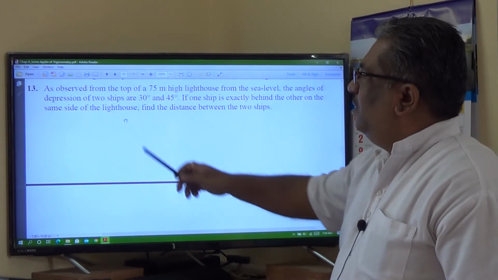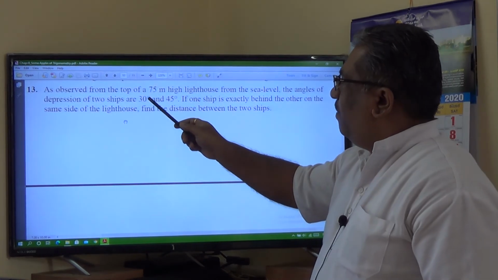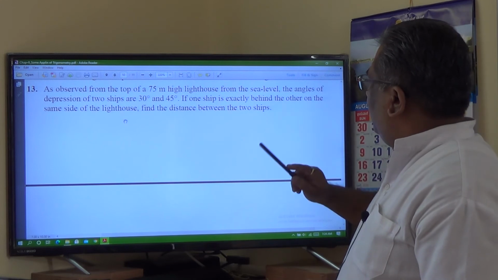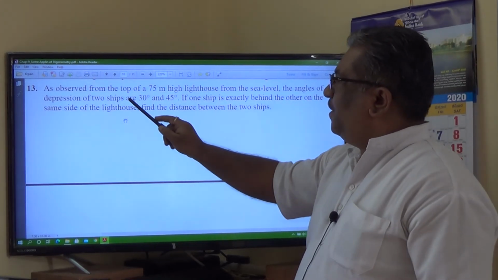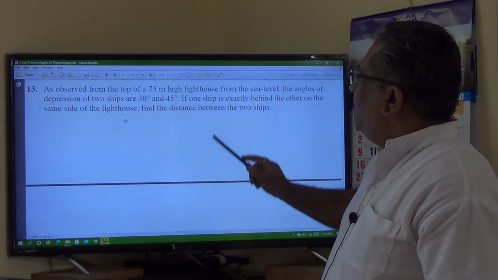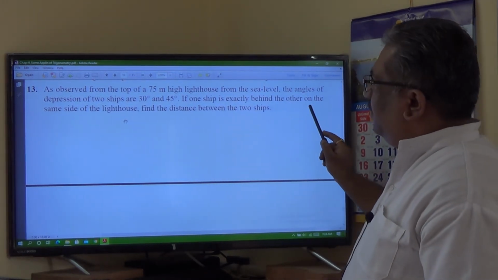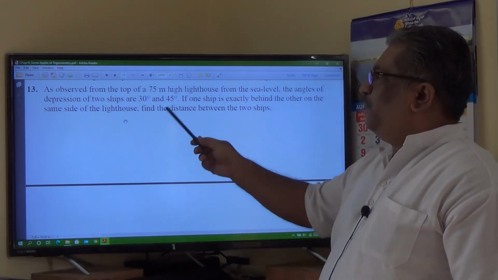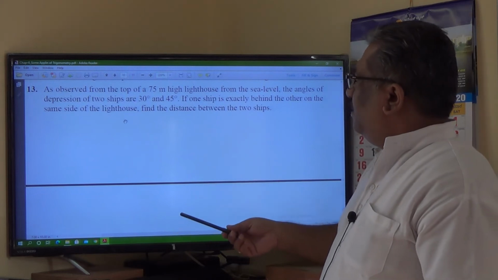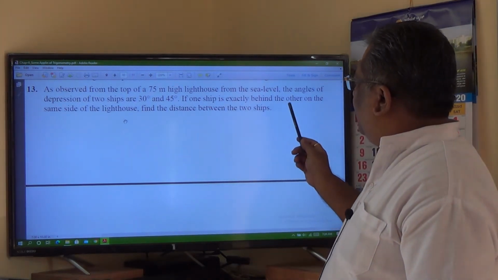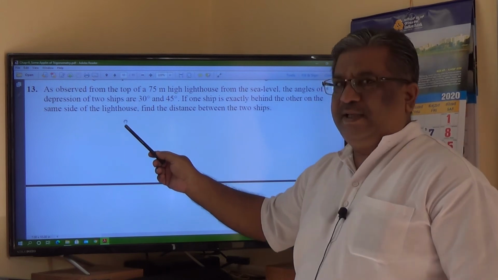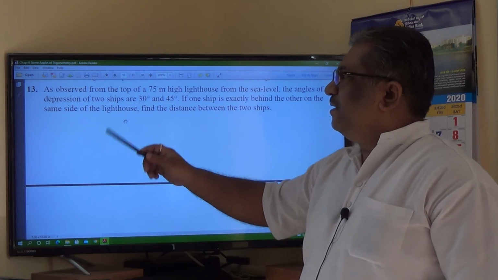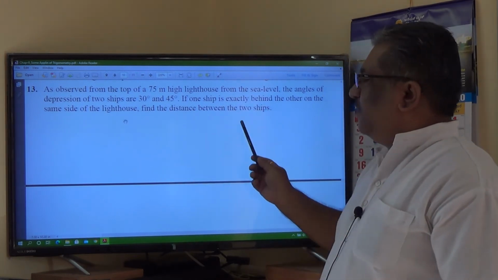Question number 13. As observed from the top of a 75 meter high lighthouse from the sea level, the angles of depressions of two ships are 30 degrees and 45 degrees. If one ship is exactly behind the other on the same side of the lighthouse, find the distance between the two ships. This problem also can be given in the other form. Sometimes both the ships are opposite to each other on either side of the lighthouse, in that case calculate the distance between the two ships.